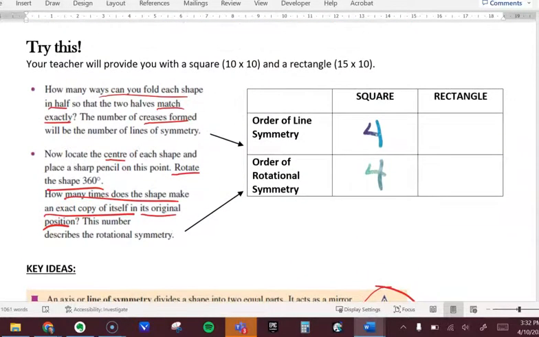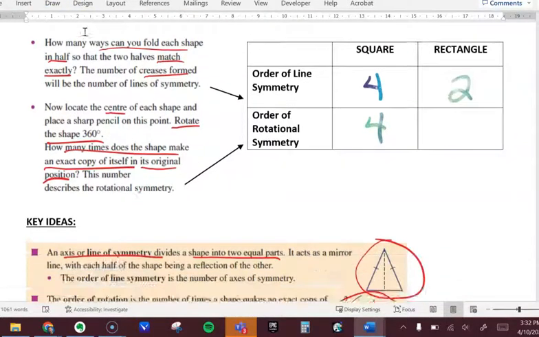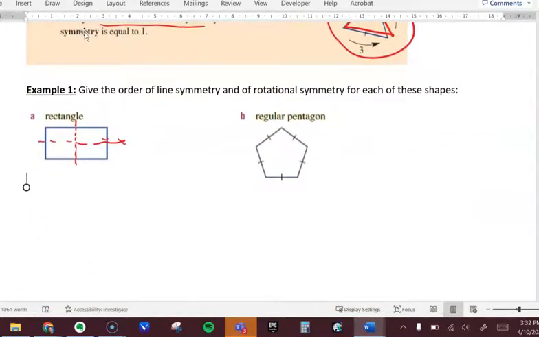So I can go back up to my chart and get my pretty colors. A rectangle has 2 lines of symmetry. There's only 2 lines I can draw where I can fold that shape over onto itself and it can match.